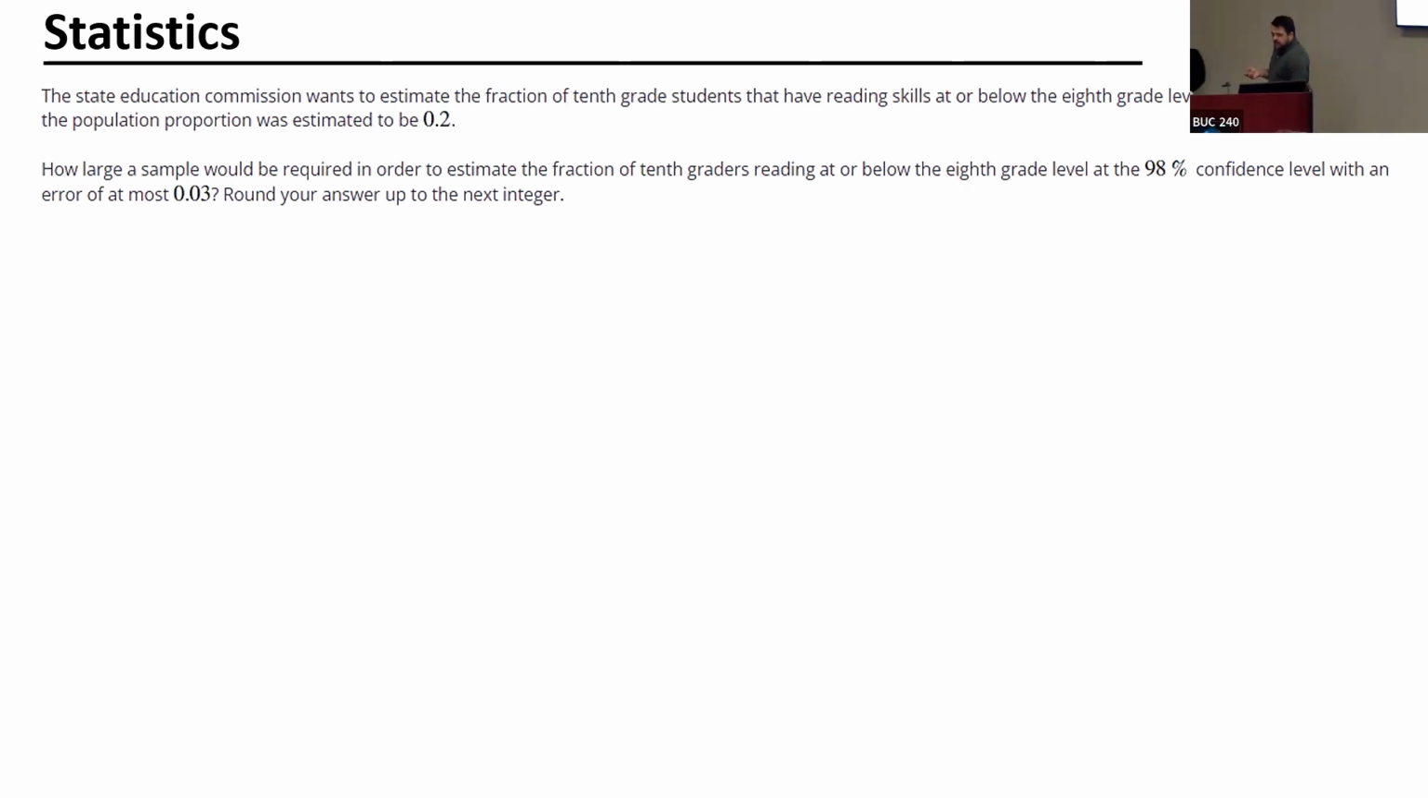You're going to need to parse out the information. So start thinking about it. What's your n value? You don't have it. That's what you're looking for. So what's your p? So write that down.